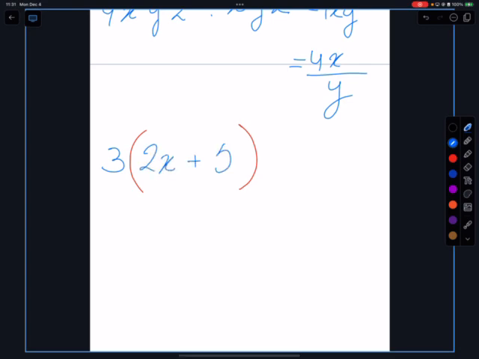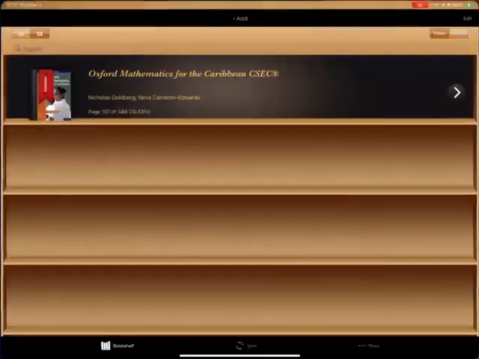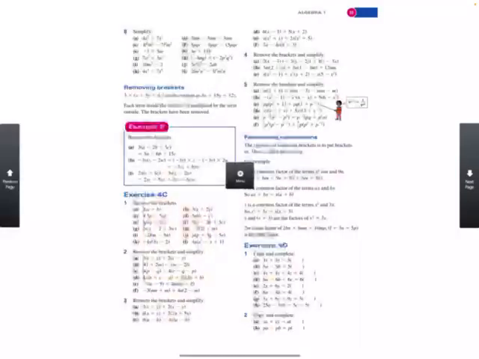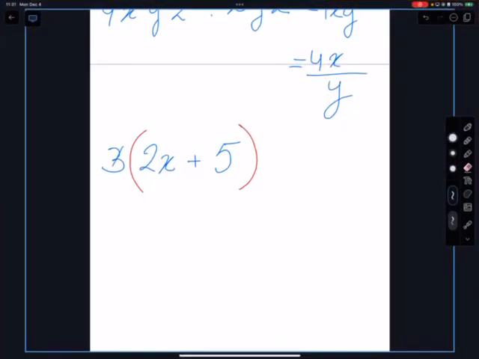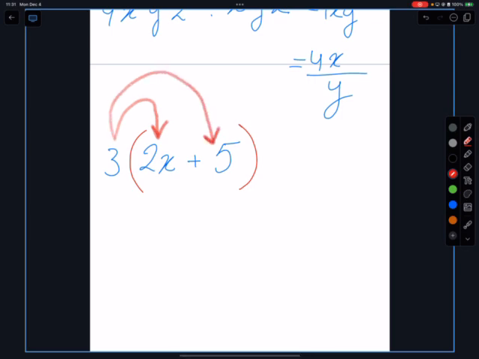2x plus 5. In the book, let me see. Do you have multiply? No. 3, you have brackets in front and 2 numbers in the brackets. So what needs to be done? You have to multiply the number in front with the numbers inside of the bracket.